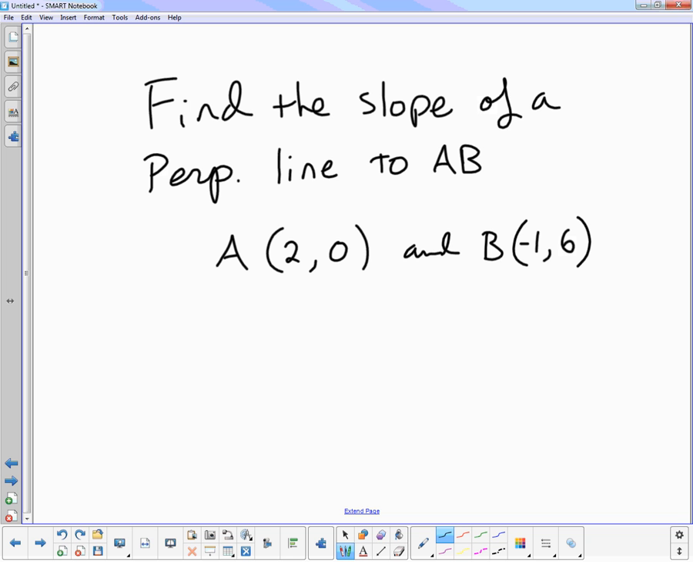What you're doing, you see, this is why I was talking about that before. These are the y's, those are the x's. Rise over run. And then you flip it, and you change the sign. Now you reduce the fraction.